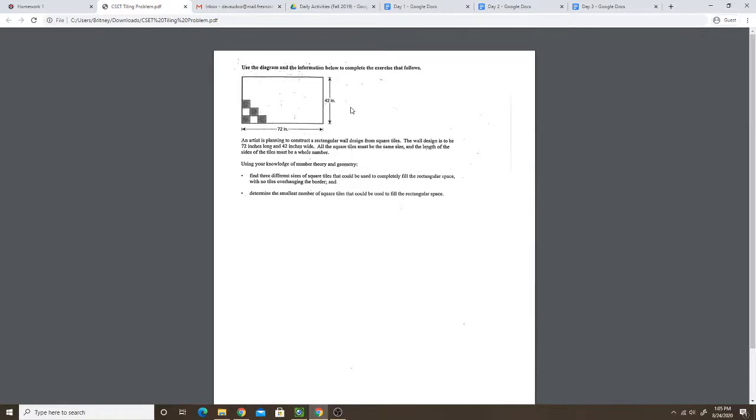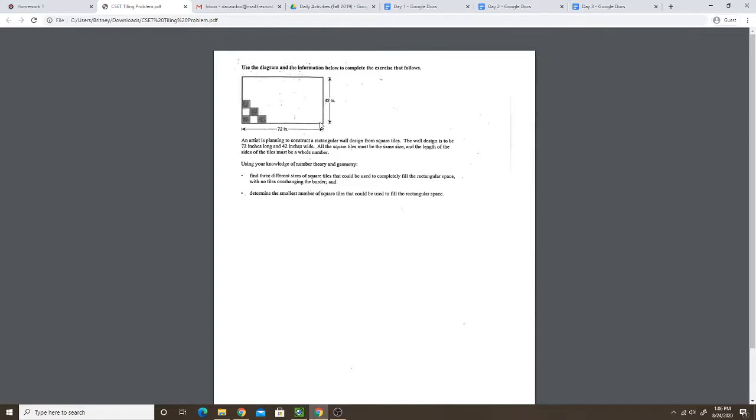What you need then is some tile that is a factor of 42, right? You need that length to go into 42 evenly, so that you can lay that number of tiles along this row. So for example, just off the top of my head, I know that a 1-inch tile would work, of course, right?